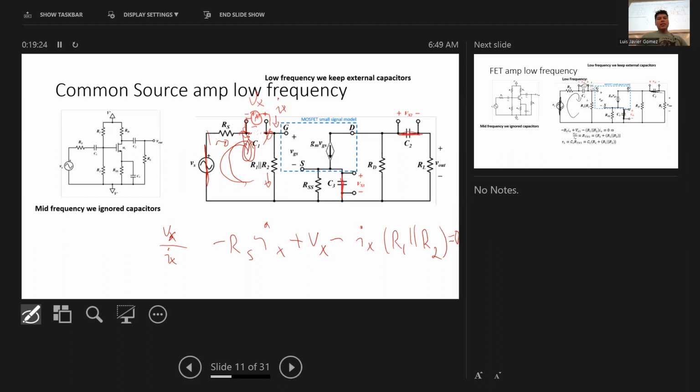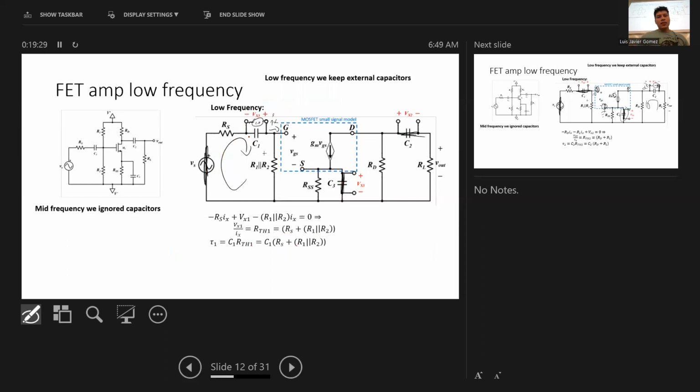Okay. So now all we have to do is solve for the ratio of Vx and Ix. I did this in the next slide. This is the equation that I handwrote. And then all I did was move Vx to the other side. That gives me Vx over Ix is just equal to these two in series. So I found the Thevenin resistance, that's it. So tau one for this particular circuit is equal to C1 times RTH1, which we just found. So we just found tau one.